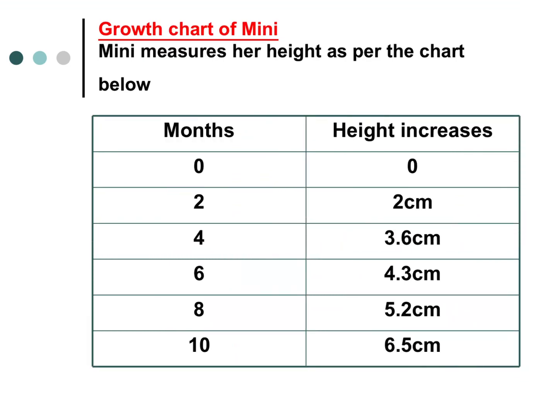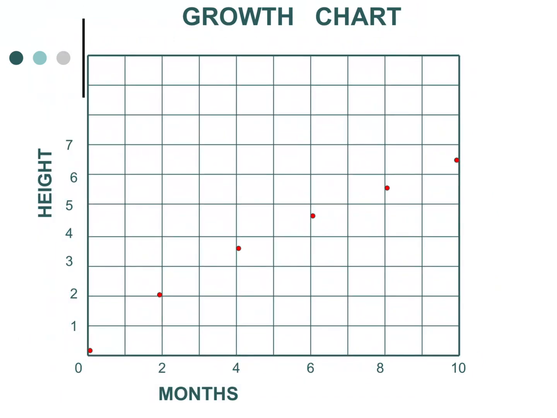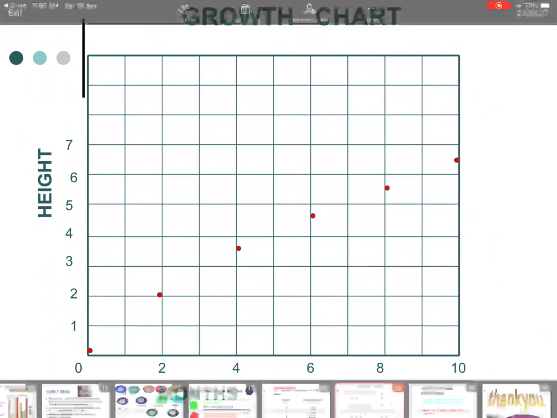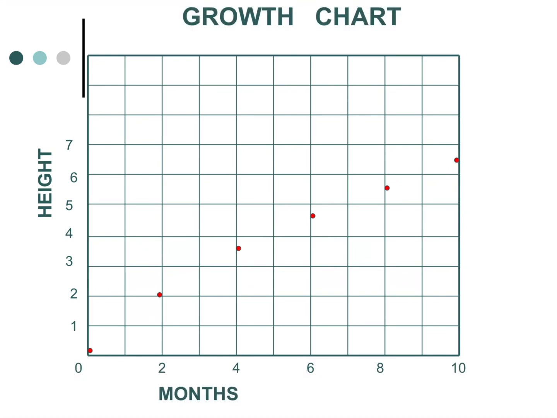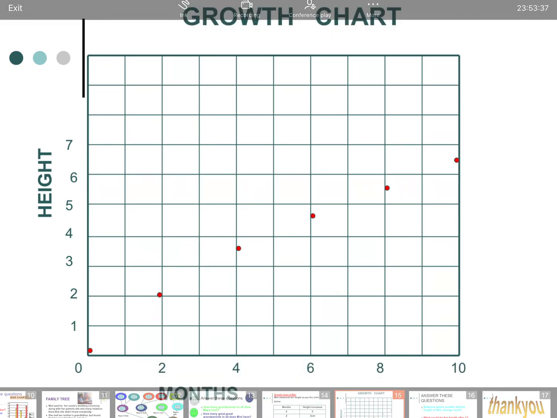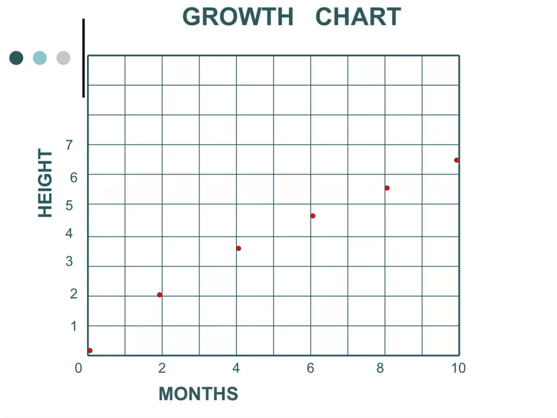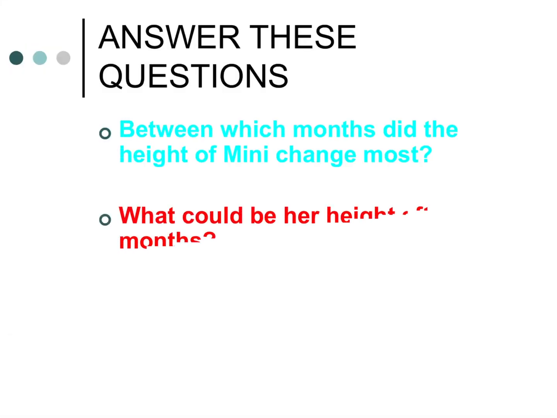Now come to another part. This is the growth chart of Minnie. Minnie measures her height as per the chart below. Now she showed the growth chart in the graph. The vertical position shows the height of Minnie, and the horizontal shows the different months. She added the different heights. Now answer these questions.